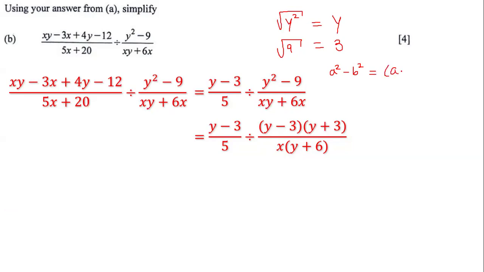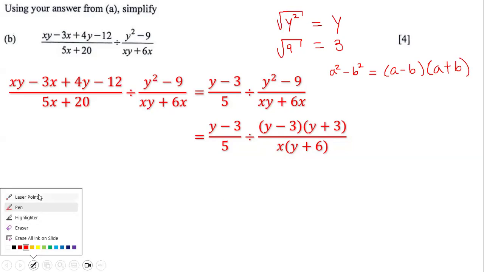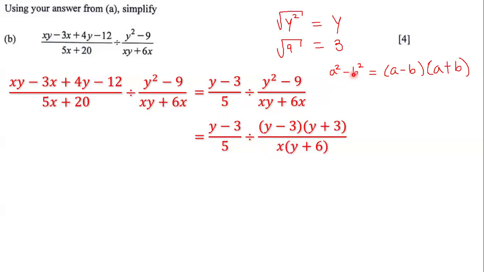a minus b multiplied by a plus b. Okay, that's the difference of two squares formula, all right? Which helps us to factorize expressions that look like this, where you have a term that is squared minus another term that is squared.